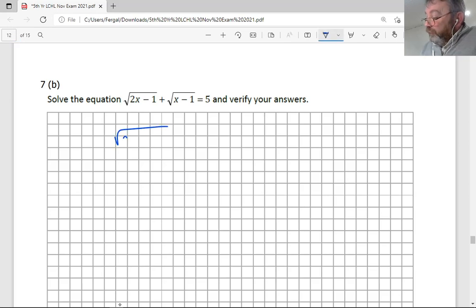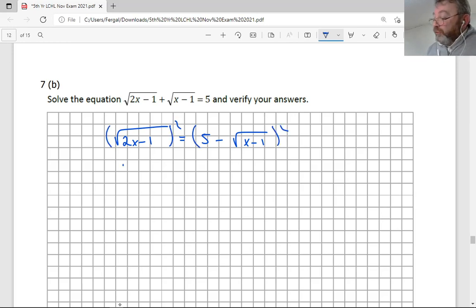So root 2x minus 1 is equal to 5 minus root of x minus 1. The very first thing you do if there's two surds is separate them. Once you've separated them and you've got one surd on its own, as I have here on the left hand side, you now square both sides. And you take your time.